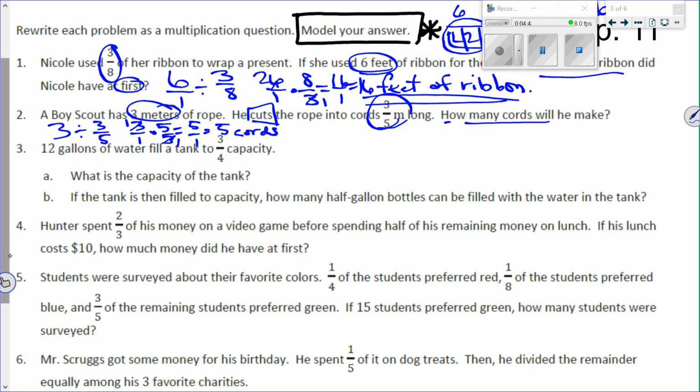Now, this model is a little different. If I were to model this one, I have 3 feet of rope. I'm cutting it into fifths. And now I'm cutting into 3/5 sections, right? So basically for every 3, I add a new cord. So there's 3, there's 3, there's 3, there's 3, and there's 3. I ended up with 5 equal sections. Yes, Genevieve?